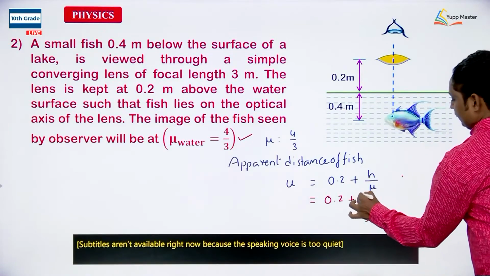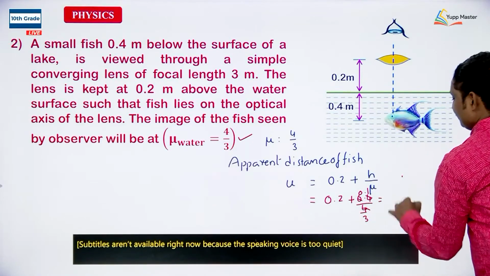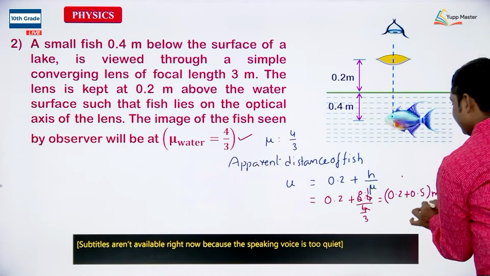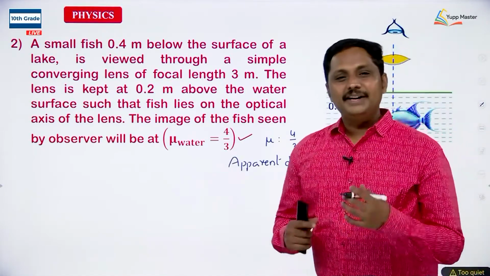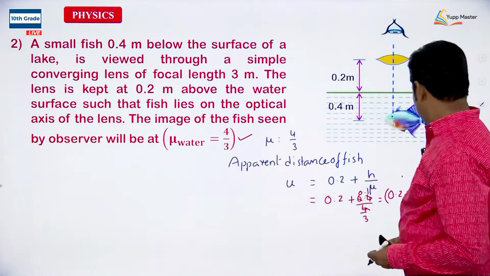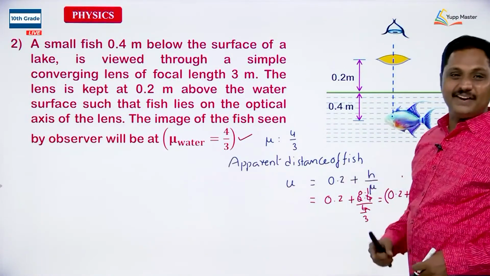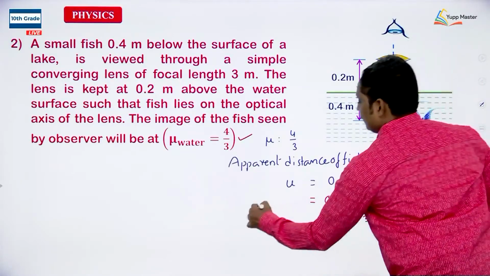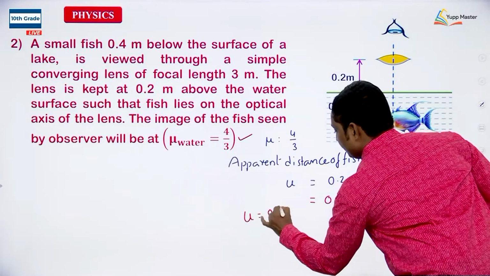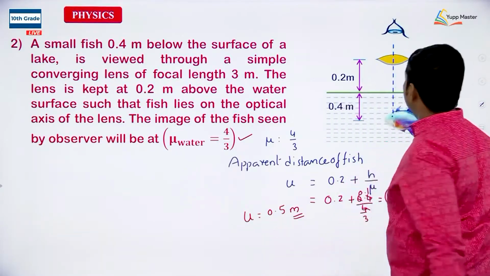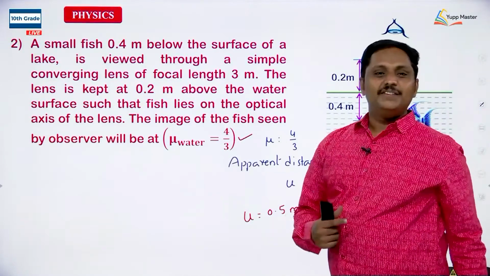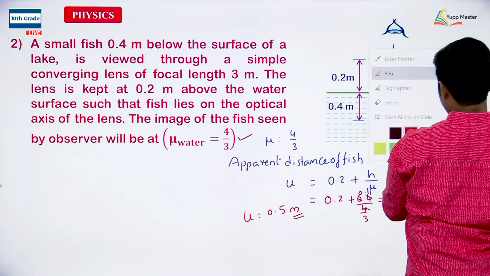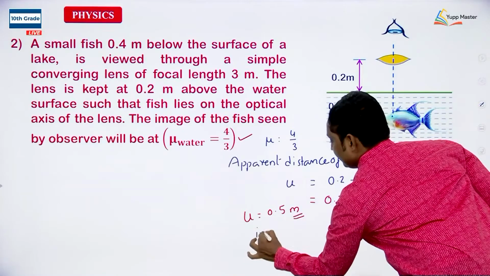You can take this calculation, that is 0.2 plus 0.3, so 0.5 meter, let us assume. So, if you are identifying this apparent distance, then we will solve the problem. Yes, you have u is equal to 0.5 meter, very clear. The image distance is going to be v. You can take this image distance.